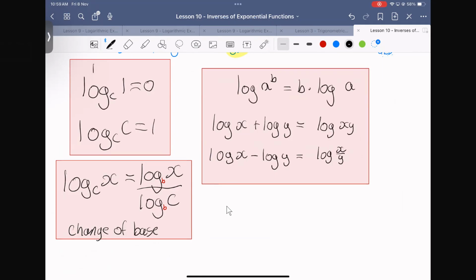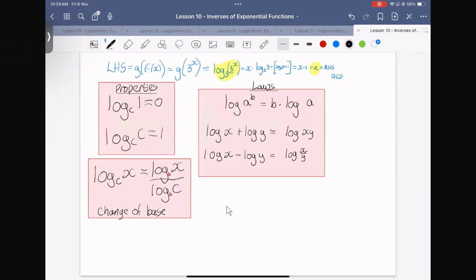These are properties. And these are laws. This is the change of base formula.